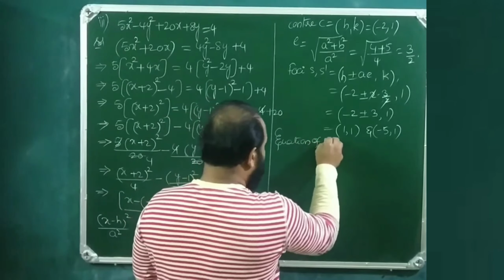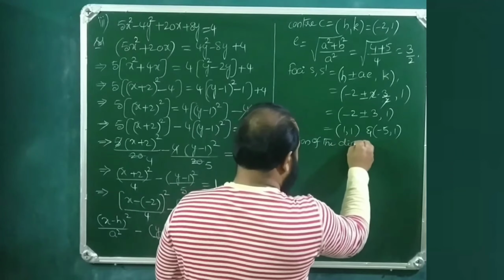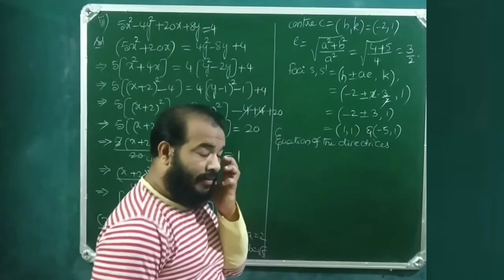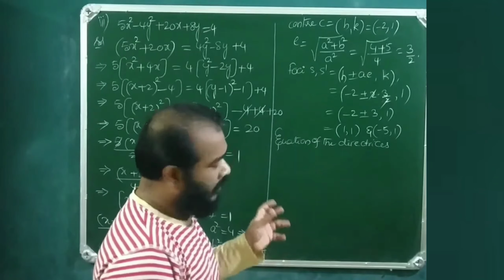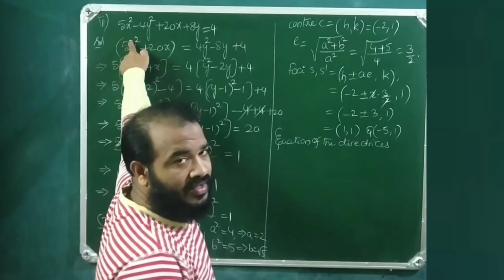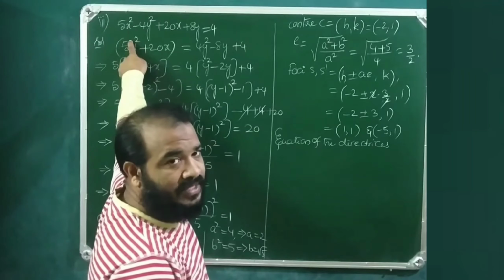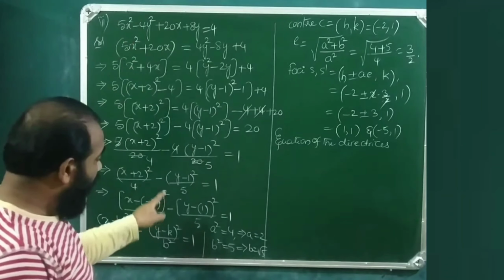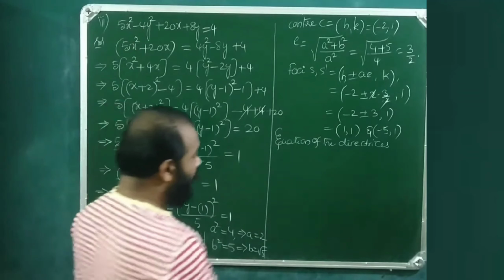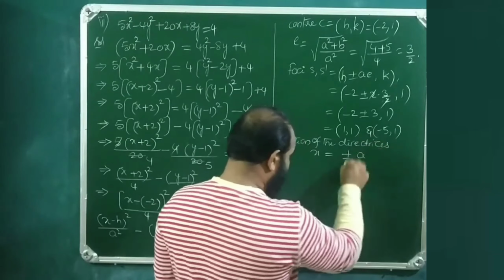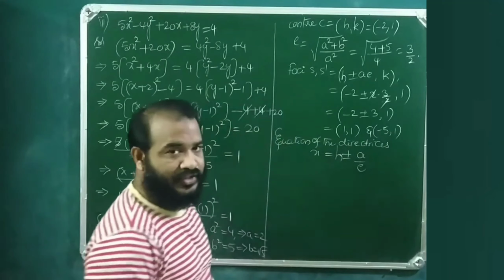Equation of the directrices. For the hyperbola, the directrices are, as we have seen, x equals plus or minus a by e. But here the origin is shifted to h comma k. So x equals plus or minus a by e, with h added additionally.